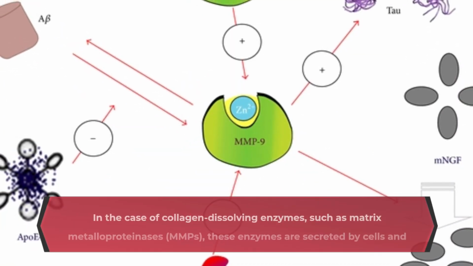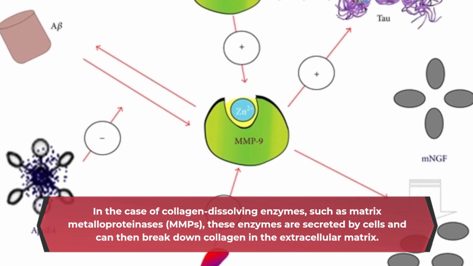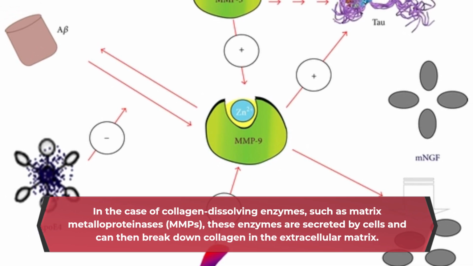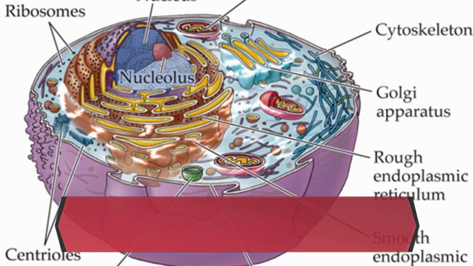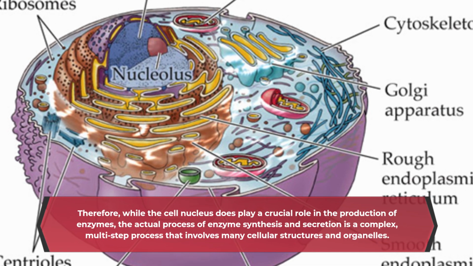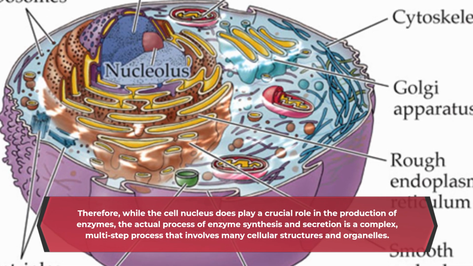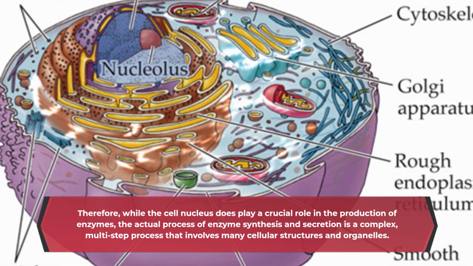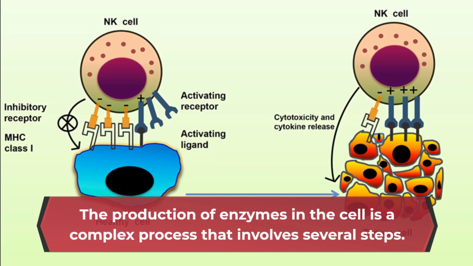In the case of collagen-dissolving enzymes, such as matrix metalloproteinases, MMPs, these enzymes are secreted by cells and can then break down collagen in the extracellular matrix. Therefore, while the cell nucleus does play a crucial role in the production of enzymes, the actual process of enzyme synthesis and secretion is a complex, multi-step process that involves many cellular structures and organelles. The production of enzymes in the cell is a complex process that involves several steps.